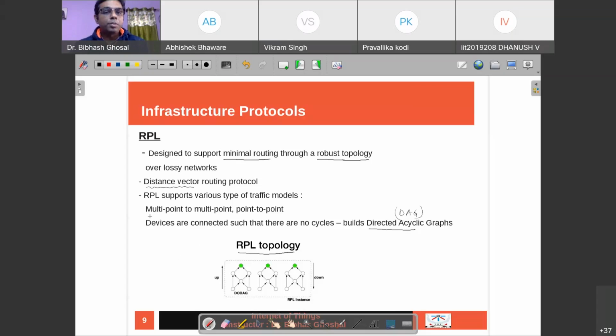Now, does that support multi-point to multi-point? Yes, that can be possible. Or you can have single point to single point, or whatever kind of topology you want to cover. So let's look at that. Keep in mind, the idea is minimal routing and more reliability. Does this topology work to solve our problem of data communication over a lossy network? The idea is distance vector. Let's look at the protocol.